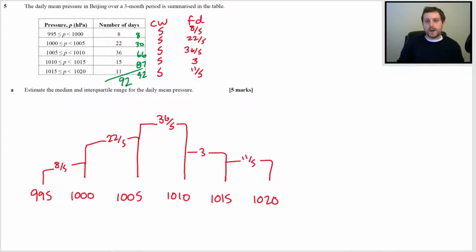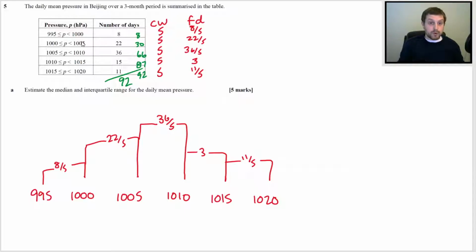Right, question 5. So I've already put a bit of the working on. You know from my previous videos that this is the strategy that I prefer. It's just a visual way of doing the linear interpolation that is required to answer this question. So to get an estimate of a median and interquartile range, so really we're estimating the median and the quartiles, and from those quartiles we'll get the interquartile range.